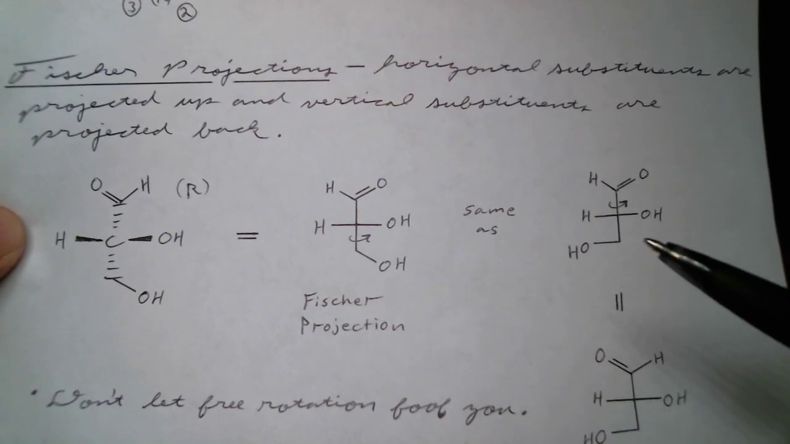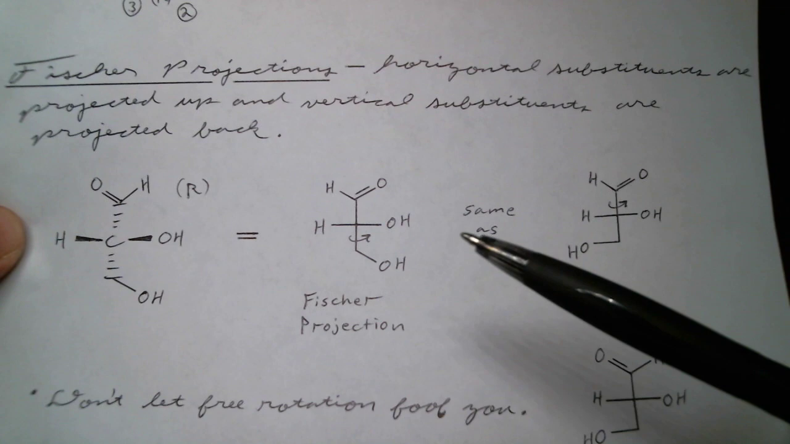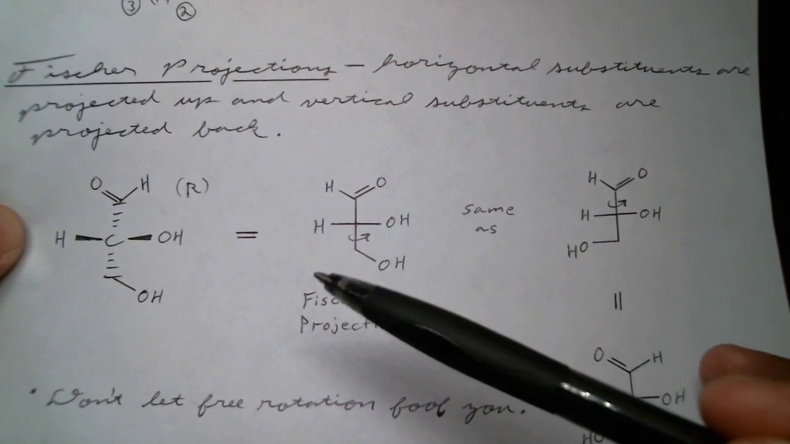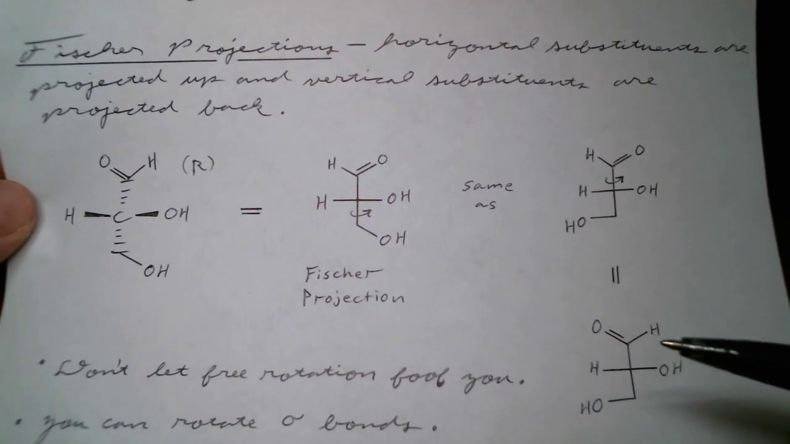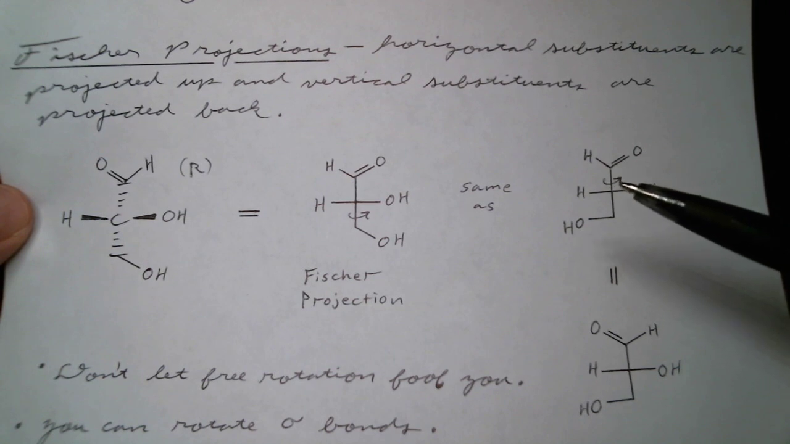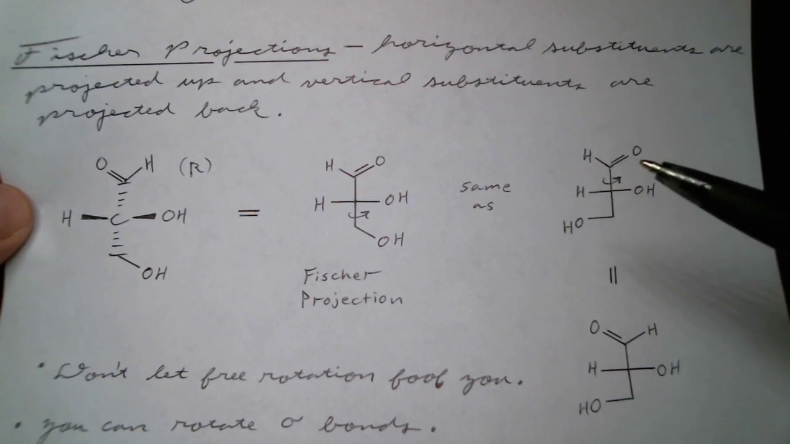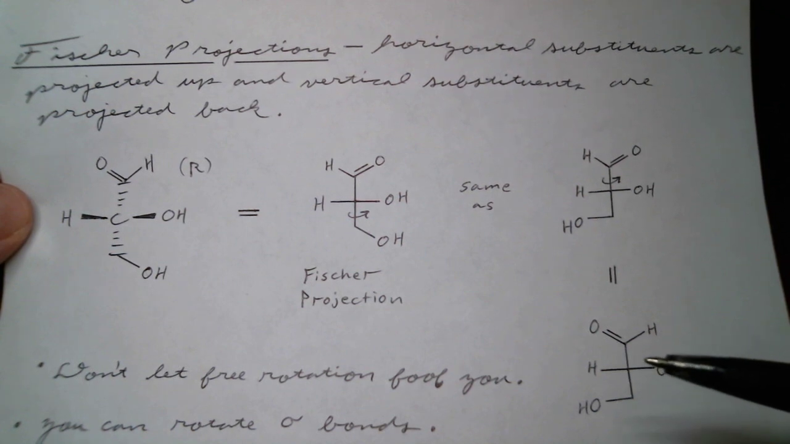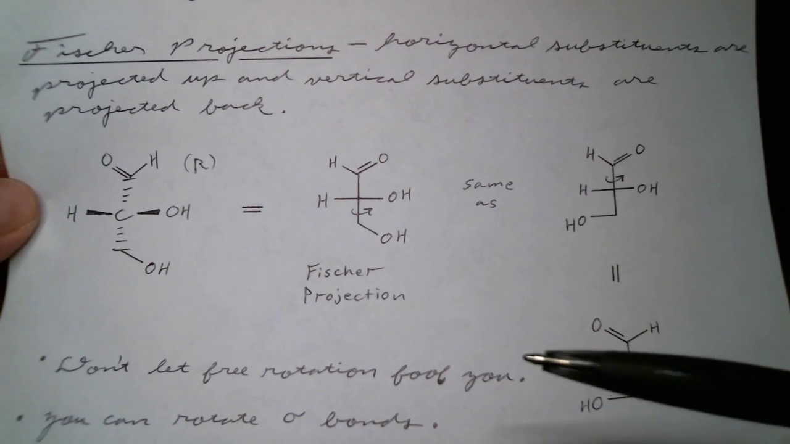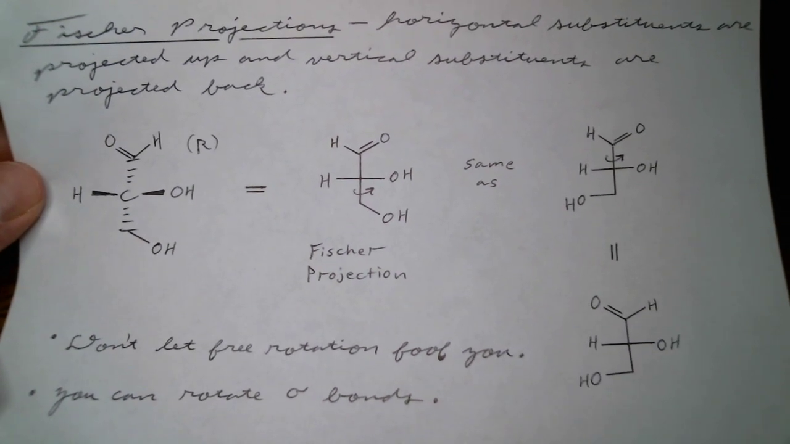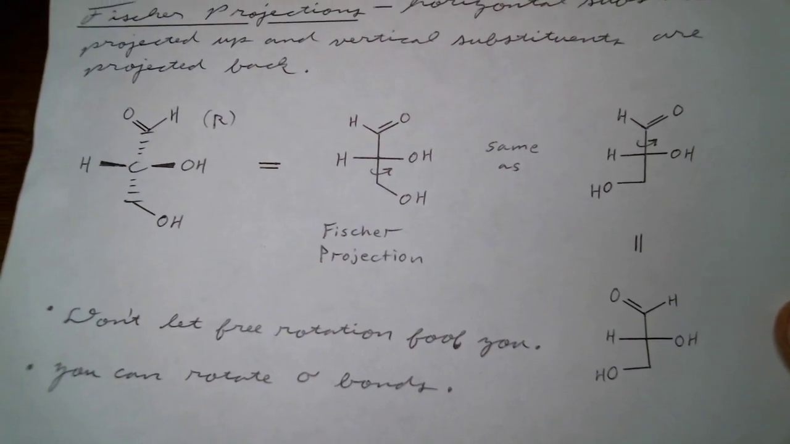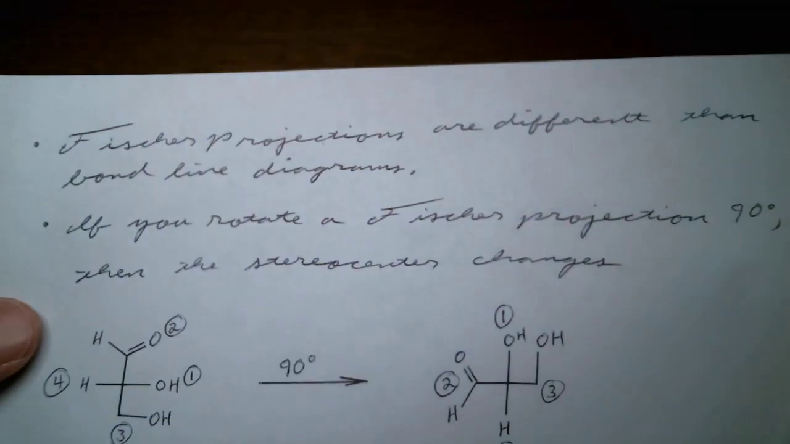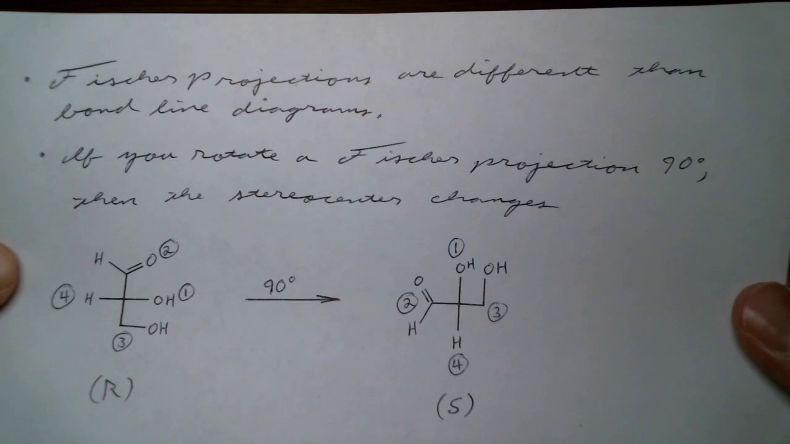This Fisher projection is the same as this one. We simply rotate around a carbon-carbon single bond, so we rotated that hydroxyl group off to the other side, which is fine, we can do that. Again, we rotated this around this carbon-carbon single bond to switch the positions of the oxygen and the hydrogen. These are all the same molecule. So don't let free rotation fool you. You can rotate around sigma bonds in Fisher projections.